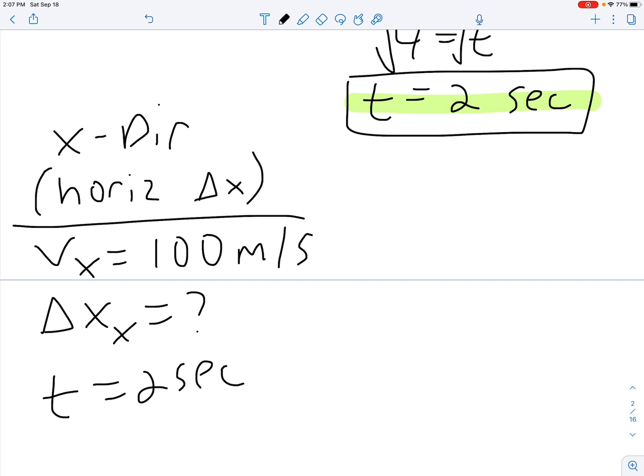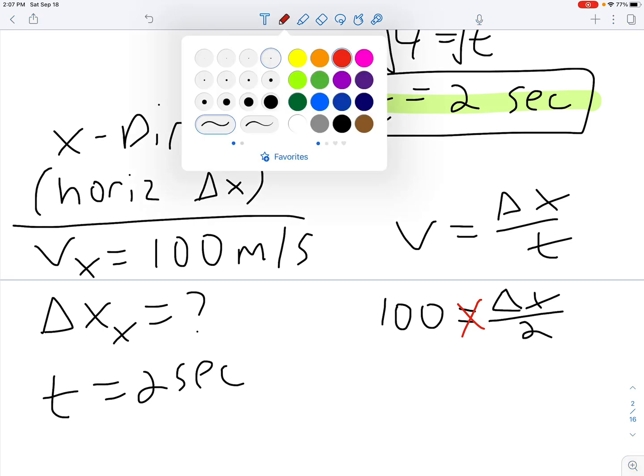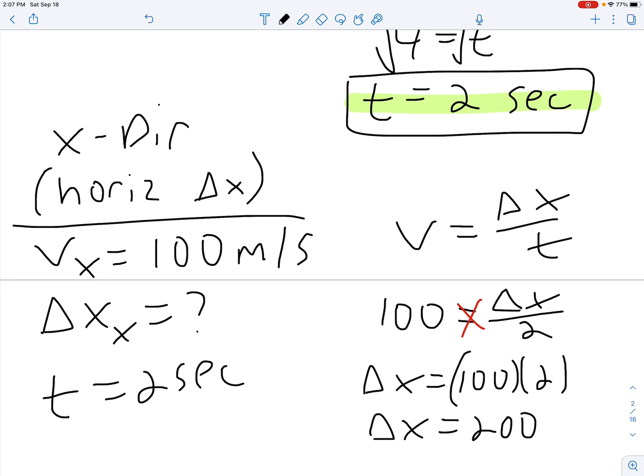So I'm going to use the equation v equals delta x over t. So I get 100 equals delta x over 2. And I am going to cross multiply, which would give me delta x equals 100 times 2, which is 200 meters. Snazzy.